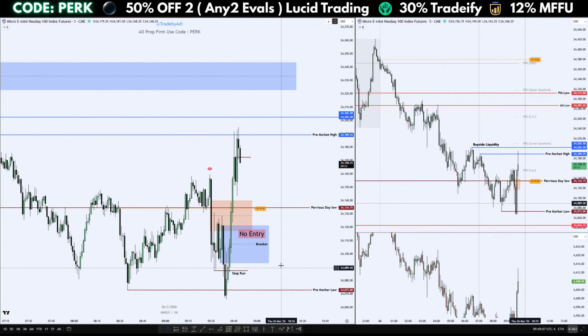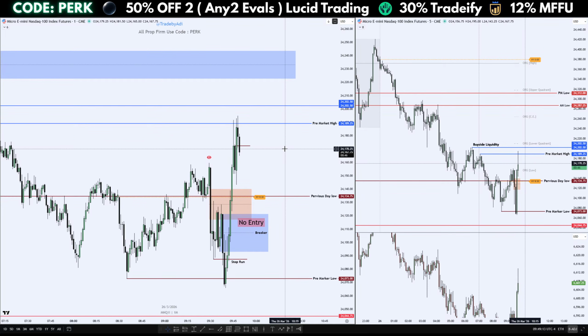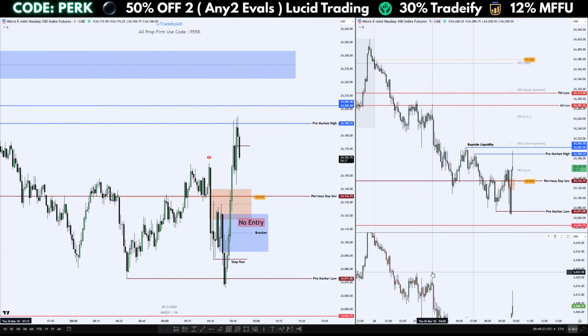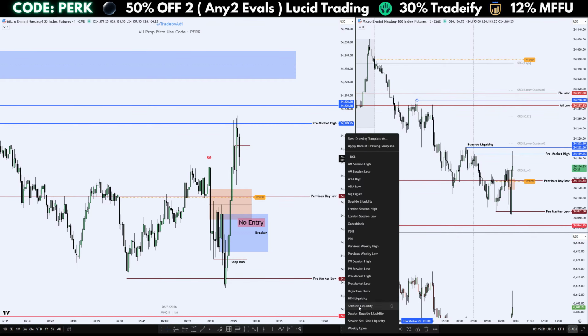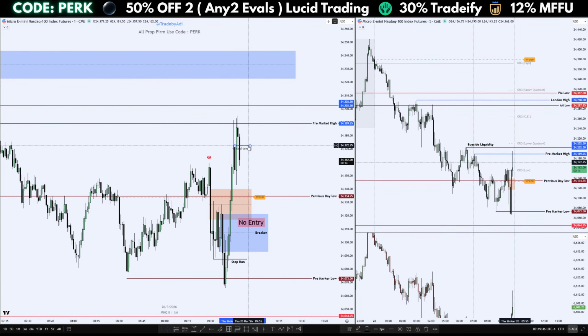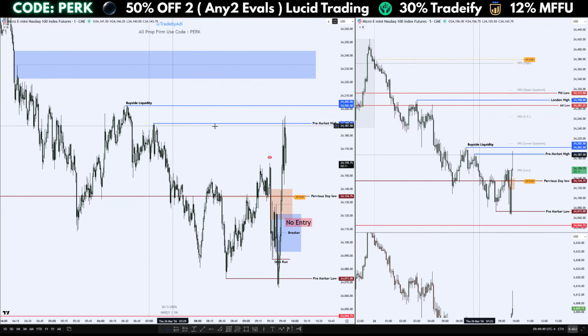So if we have the stop run setup, let's say, then we are going to look for the long. Yeah, this is the London high. Okay, let me mark it down on Nasdaq also. London swing high. We need more structure to long because the price has taken out the major draw on liquidity.